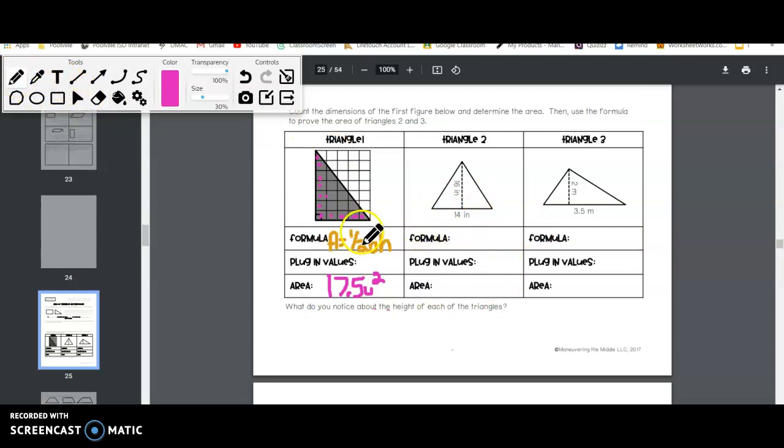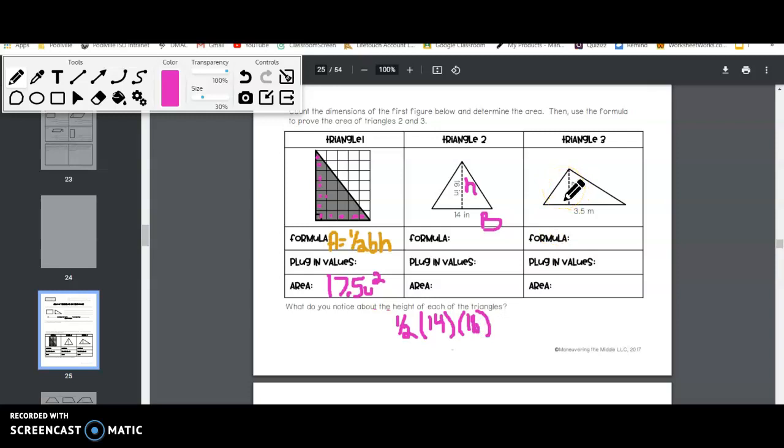Anyway, our formula is the same. Area equals half the base times height. So let's find our base. Our base is always on the bottom. So there's our base. And here's our height, okay? So it is half the base is 14, half of 14 times 16.